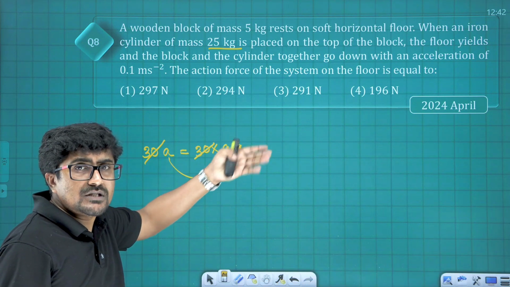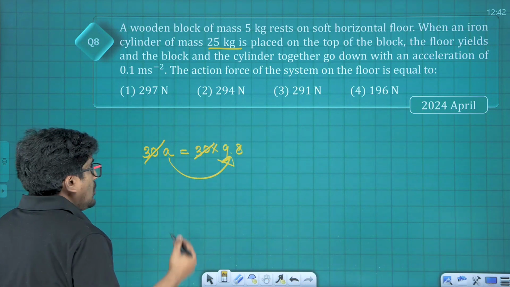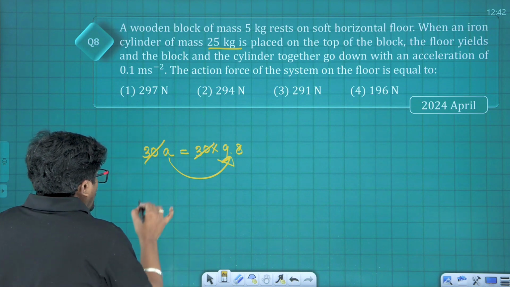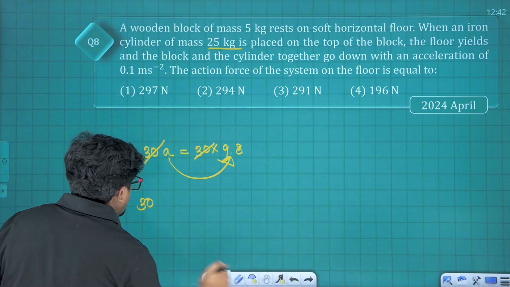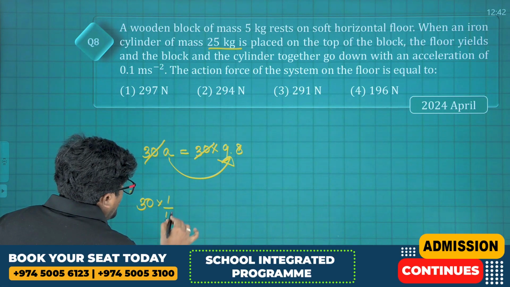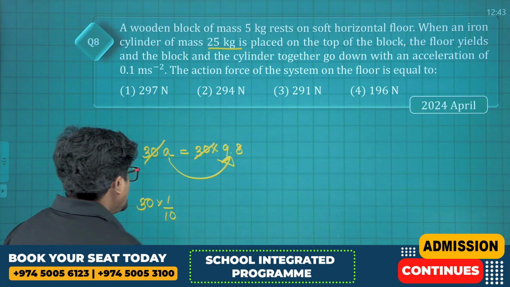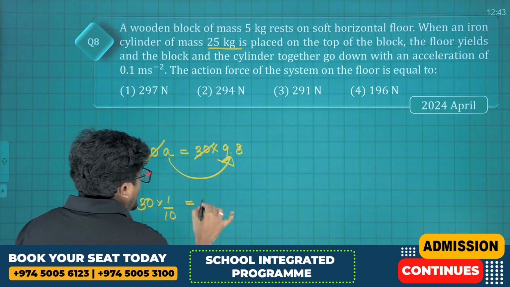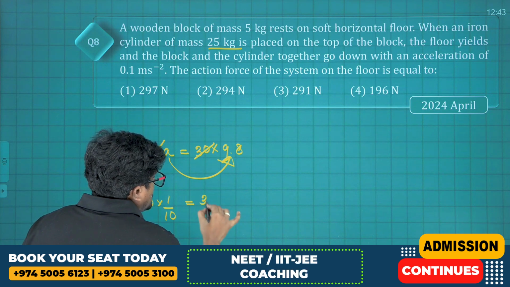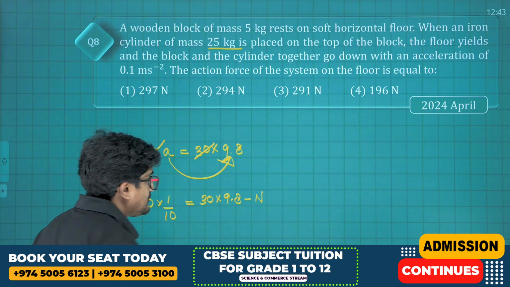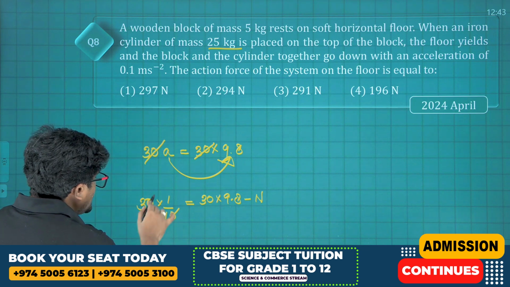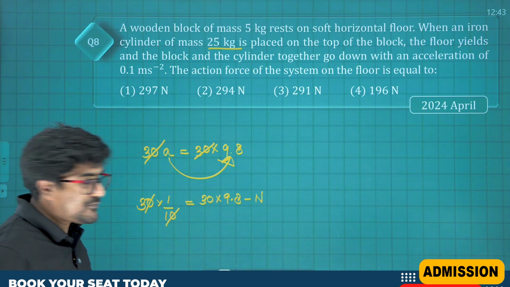That means some force is opposing the motion. So, how to find out that? Again, mass is 30 into acceleration is A, which is given as 1 by 10. That is equal to weight of the body. Weight of the body is supposed to be 30 into 9.8 minus of N. Isn't it? This one and this one will cancel each other. We'll leave only 3 on the left.